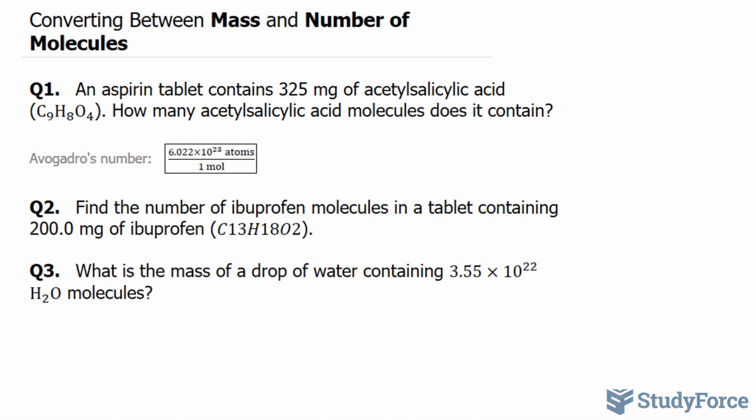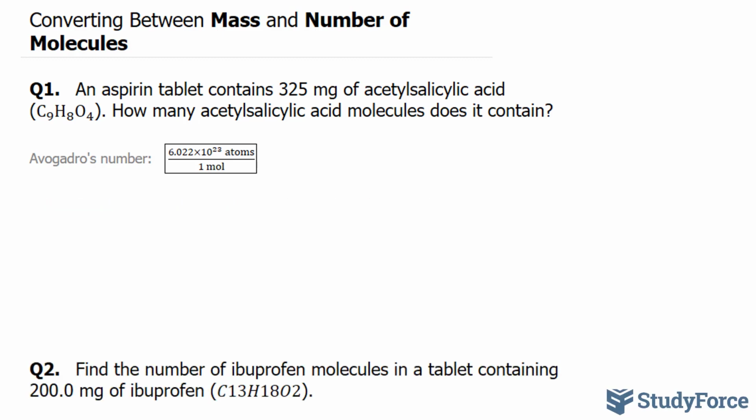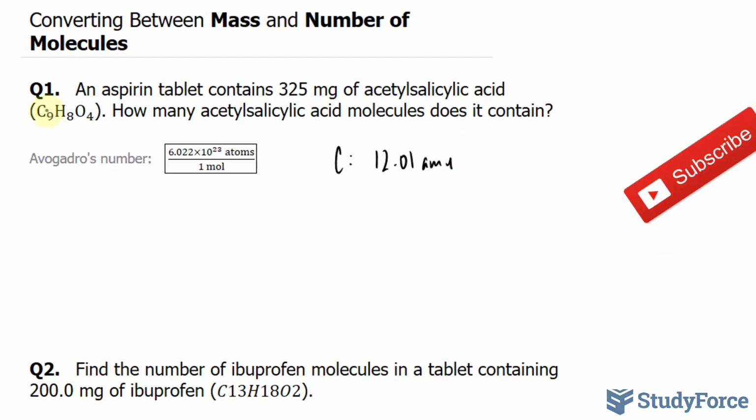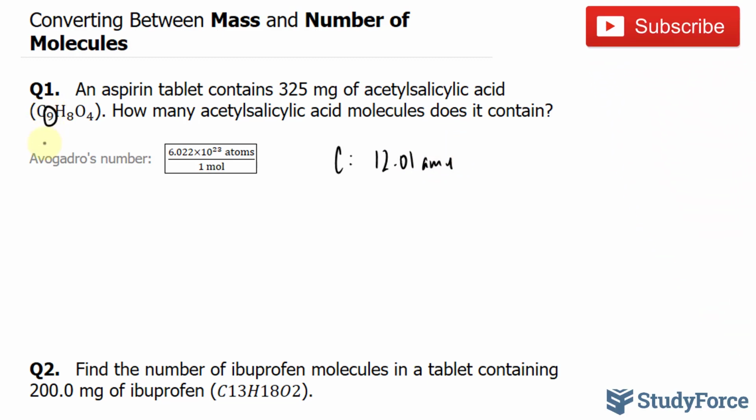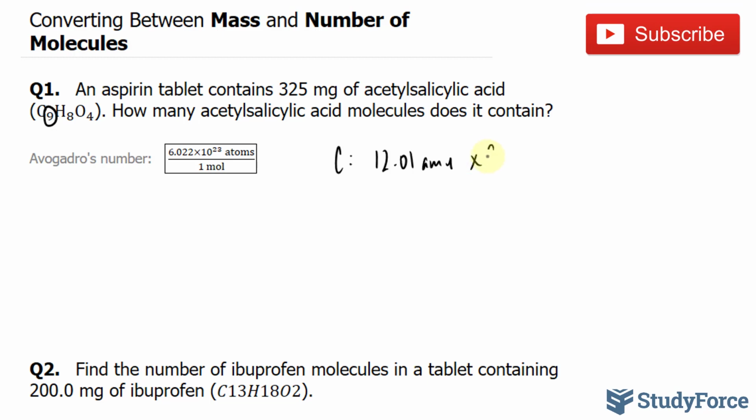The first thing that I want to do is find the formula mass of one molecule of this compound. And to do that, I'll take each individual atom, in our case we have carbon, and multiply its molar mass per one atom, which for carbon is 12.01 AMU, by the number of carbon atoms within one molecule, which is 9.